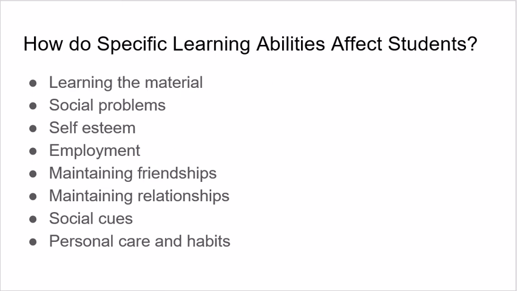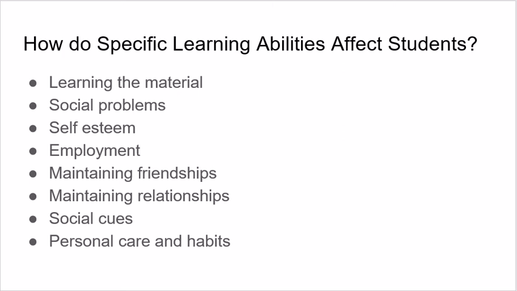So let's talk about some of the ways that learning disabilities actually affect students. I'm sure you can think of these. Just take a quick look at those bullet points and just think, especially the first one, learning the material. Obviously, if you have a hard time learning material and curriculum in the classroom, it's going to be difficult in various areas. And especially social problems.